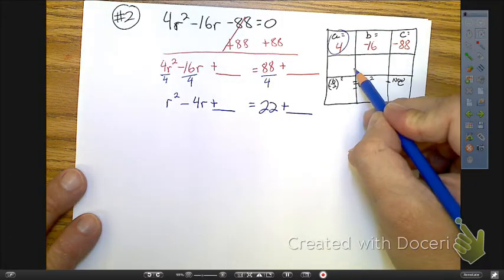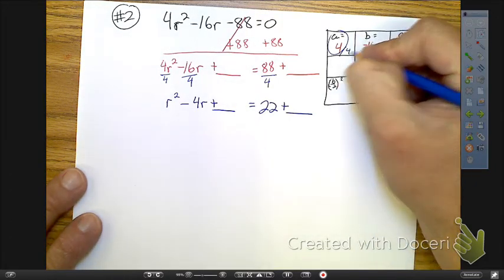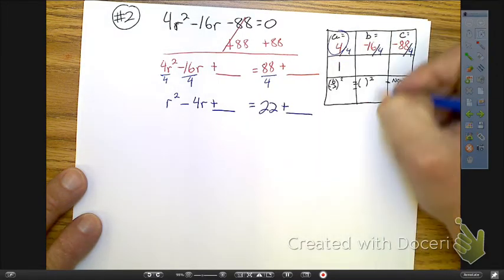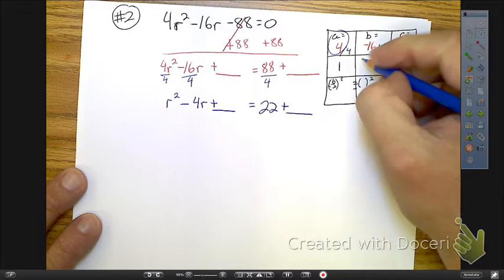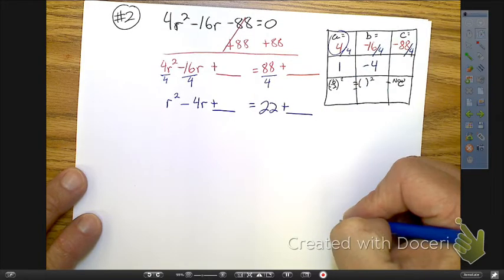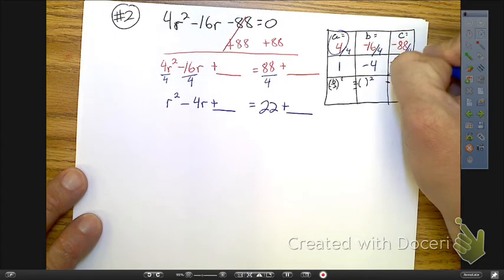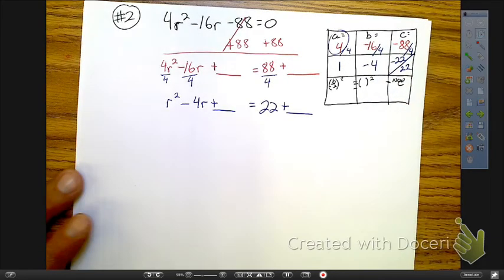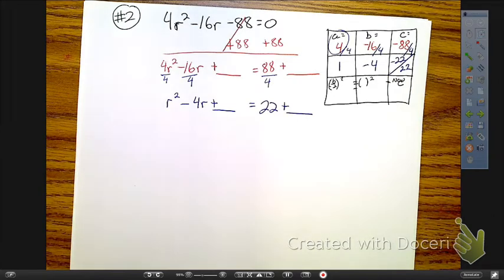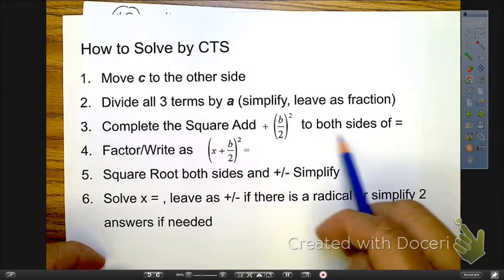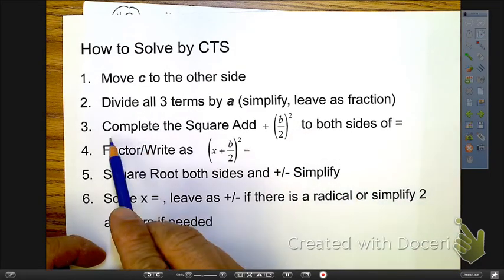In my graphic organizer, I'm going to show that I divided each spot by 4, so I can see my new a equals 1, exactly what we want. That b is negative 4, and c is negative 22, or since we moved it to the other side, a positive 22. Now that we've divided by a, we can look at step 3. Step 3 says add b over 2 squared to both sides of the equation. We need to complete the square.